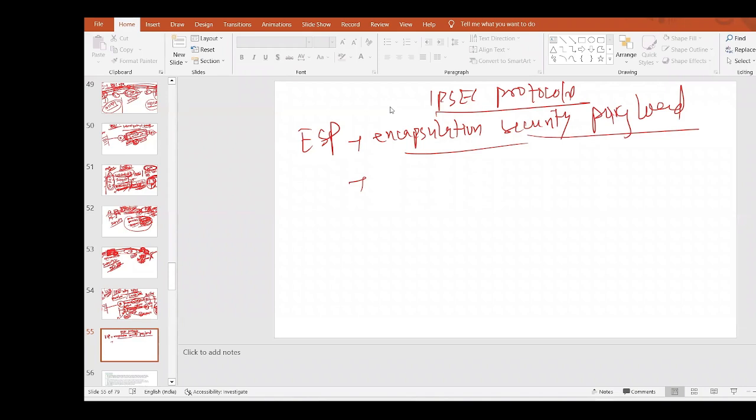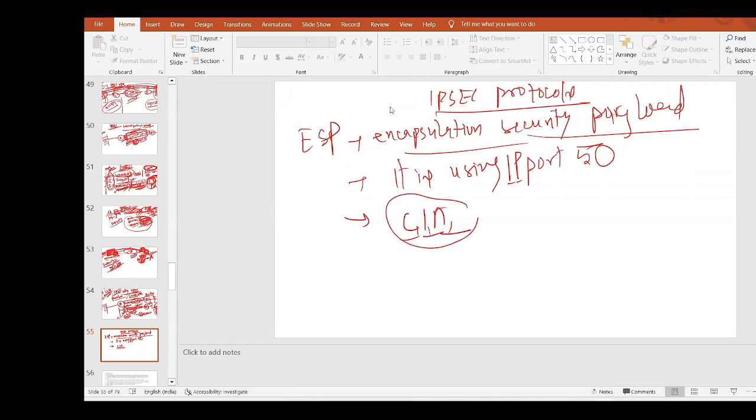Let me explain what ESP is doing. It is using an IP port number. Actually, it is using IP, Internet Protocol, IP port number 50. And ESP is actually providing all the CIA methods. Like ESP is providing confidentiality, integrity, and availability, all three.